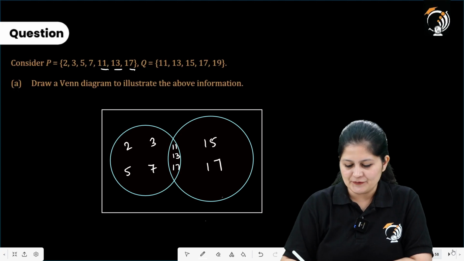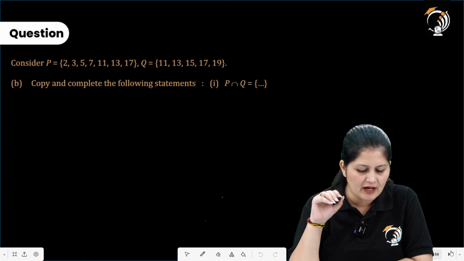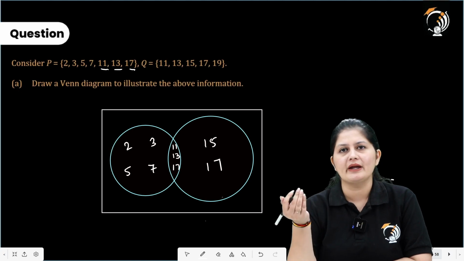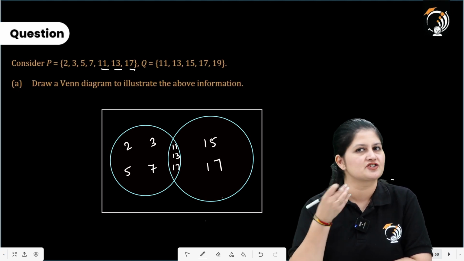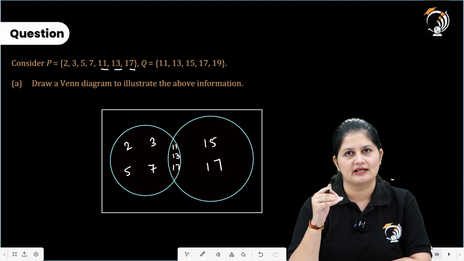Clear? Now, moving to the B part, copy and complete the following statements. We need to write what is P intersection Q. So clearly, if we have the Venn diagram, we can find out intersection, union, complement, anything. It is going to be the easiest thing for you.